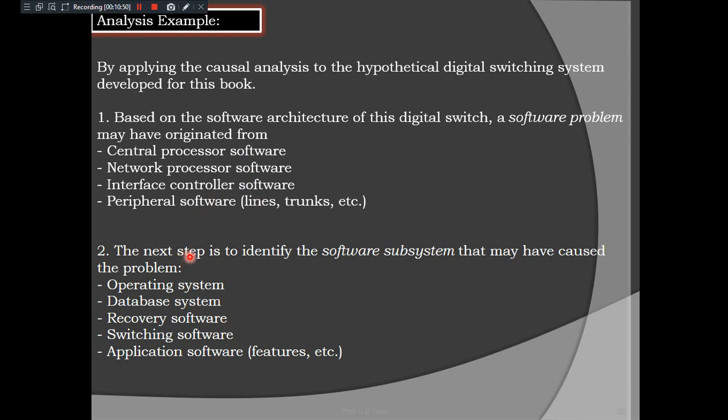The next step is to identify the software subsystem that caused this problem. At each level of the control we have seen RTOS is there, kernel is there. Whether that software problem is in the kernel or in the CPU, we have to identify. Means whether the problem is with the operating system or the database system in level 2, the recovery software, the switching system software, or application software like features. That next we have to identify.